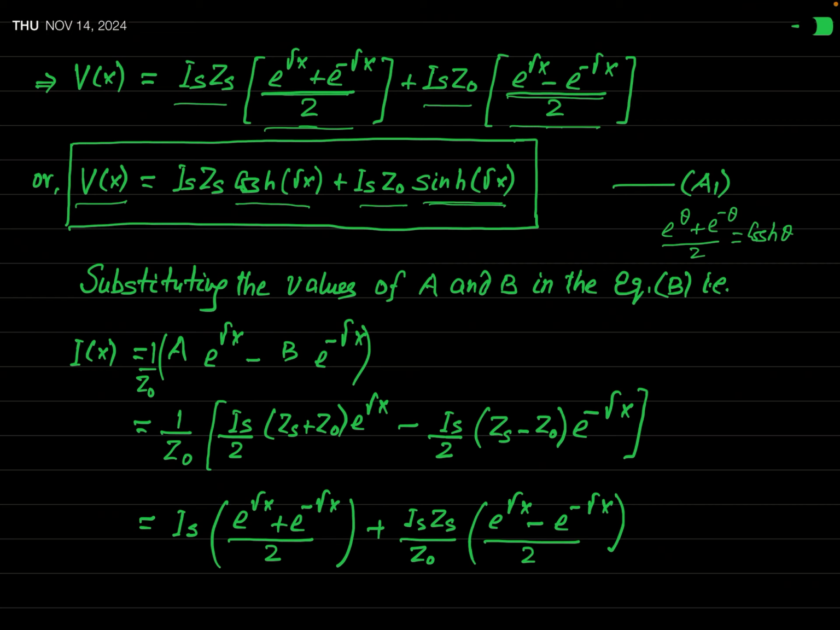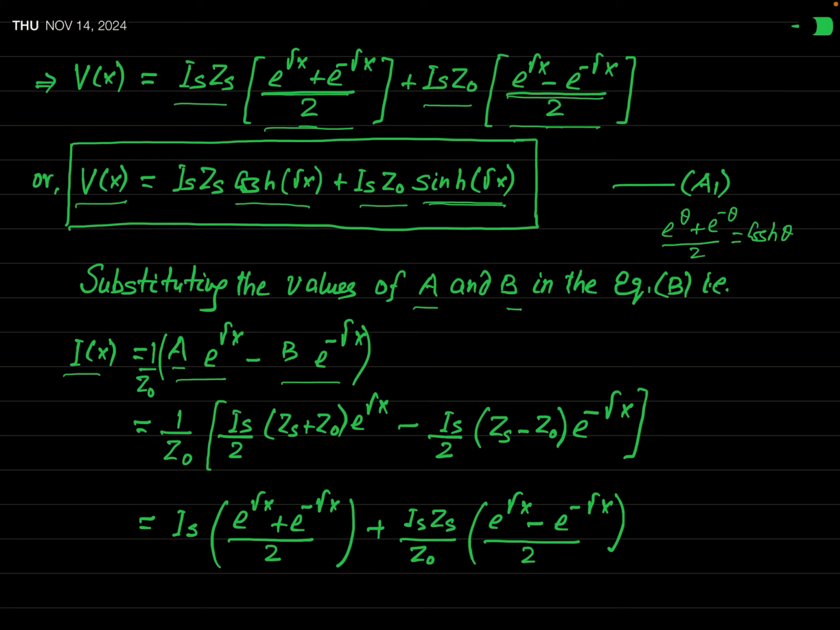Now in the similar manner, when you substitute the values of A and B in the equation for current, then you will get the final result for I of x. You can see I have mentioned here the basic equation for I of x is equal to 1 over Z naught times A e to the power gamma x minus B times e to the power minus gamma x. I have repeated this equation. Now let us substitute the values of A and B.